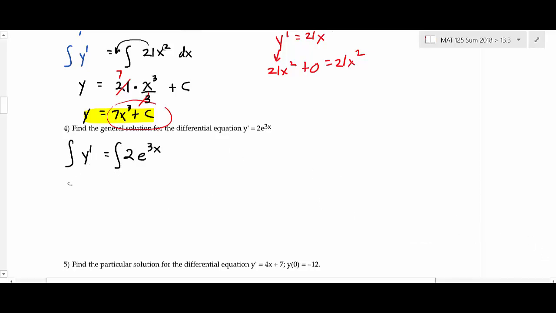Okay, let's see. So this would be y. Now we have a formula for this. I'm going to write this formula at the side here. If you have the integral of e to the kx, this is a really important formula to know. And actually in economics, e really shows up a lot in different applications, compound interest and stuff like that. So it's kind of important to know this. The antiderivative is 1 over k times e to the kx. So that is 1 over k e to the kx.